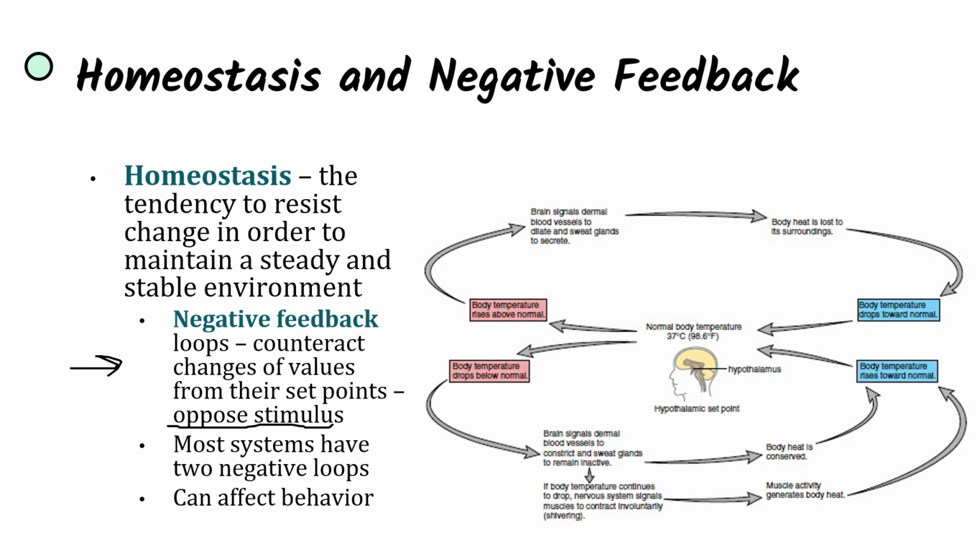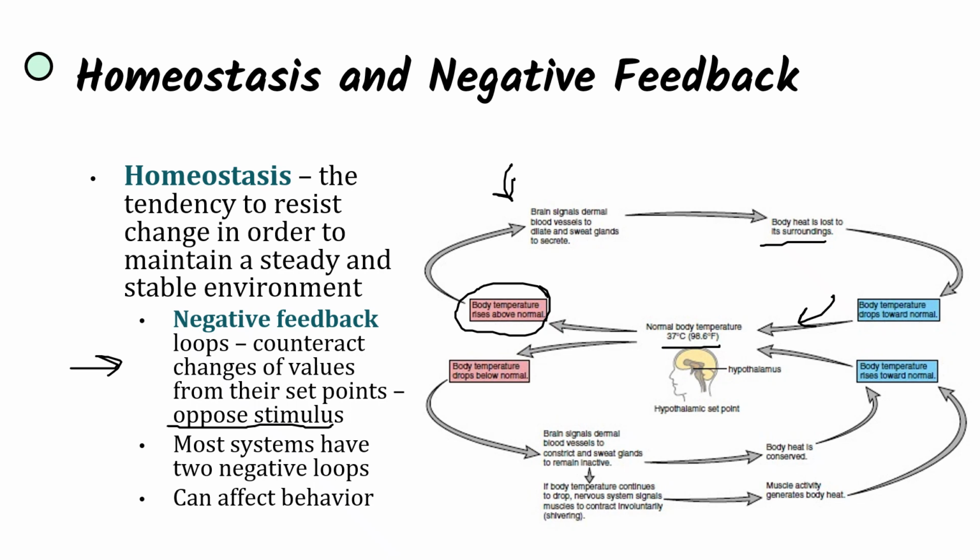We have a normal body temperature of about 98.6 degrees Fahrenheit, and this is going to be our set point. Now, if the body temperature rises above normal, there is going to be a negative feedback loop that gets it back to normal. The brain is going to signal blood vessels to dilate and sweat glands to secrete. So you're going to start sweating to remove water and heat, and the blood vessels are going to dilate, increasing the surface area, so the heat won't be as contained in one point, and body heat is lost to its surroundings. Because that surface area has increased and you've started to sweat, the body temperature is going to drop back toward normal.